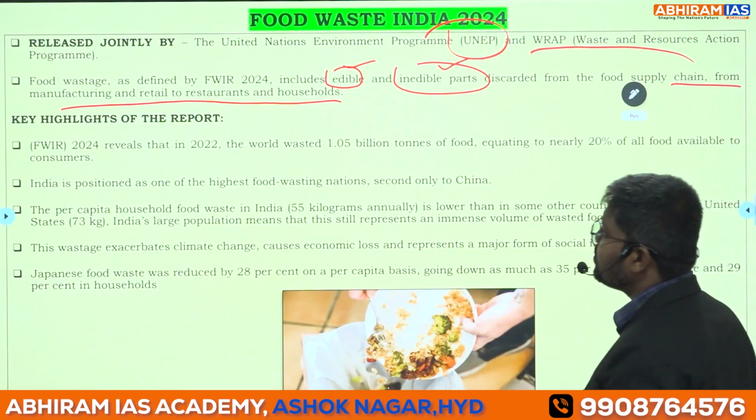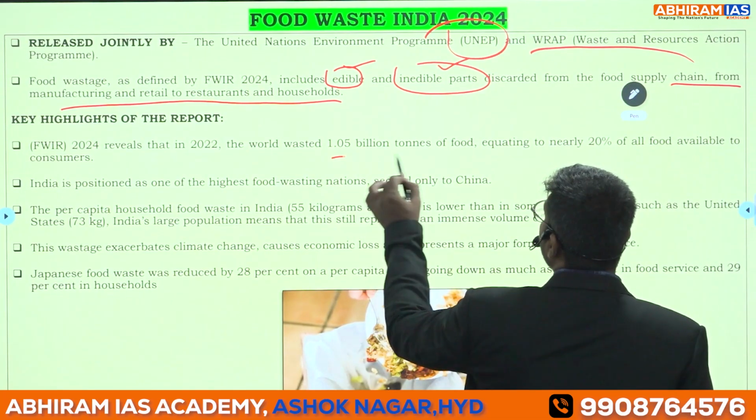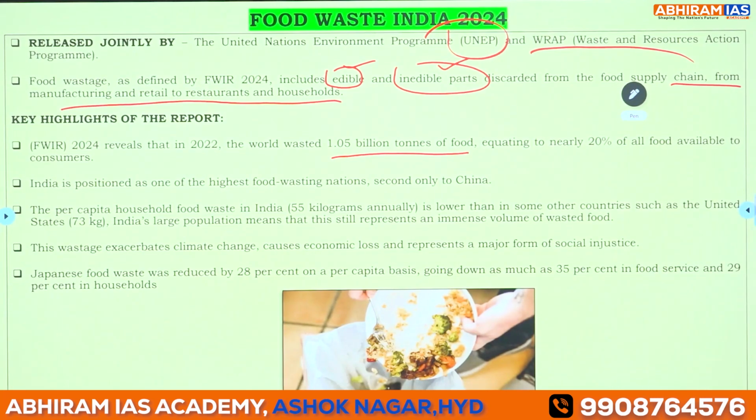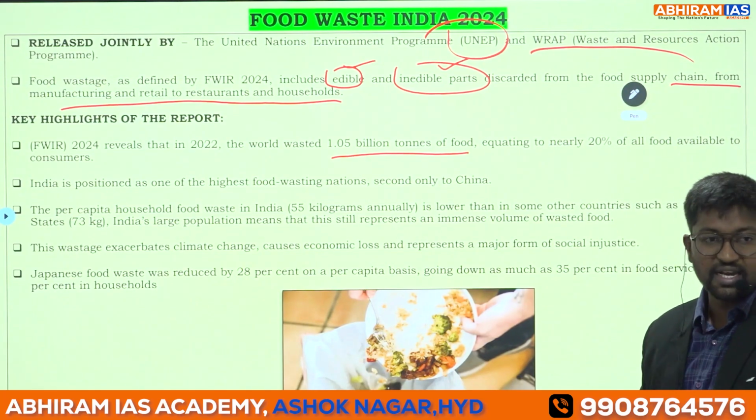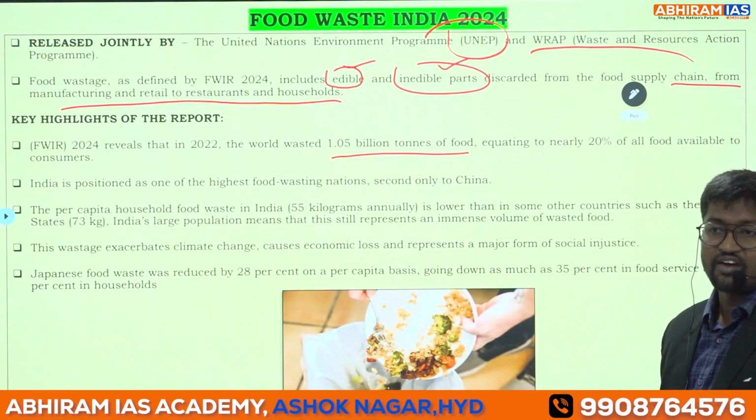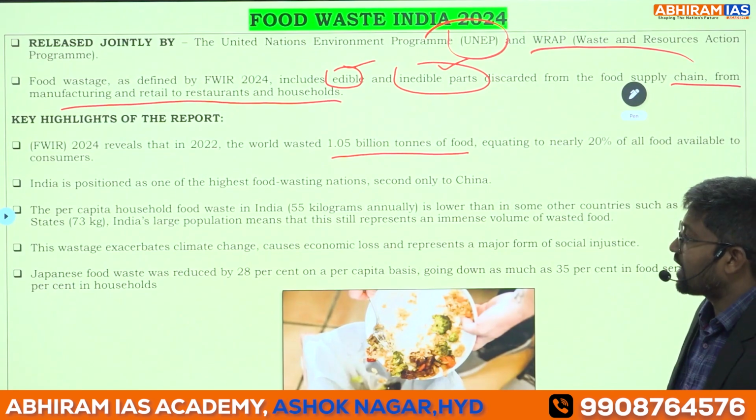The highlights reveal that the world wasted 1 billion tons of food. Of all the food available, we are wasting around 20%, 20% of the food available to consumers, meaning of all the cooked food, we are wasting around 20%. Next, India is positioned as one of the highest food wasting nations, second only to China. So after China, we are second.